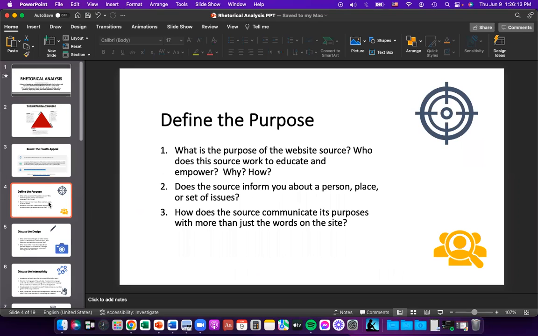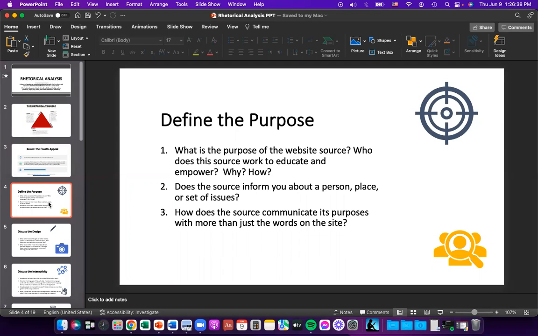So here are some things to think about whenever you choose your website source. Who are they talking to? Why are they, what's the point? What are they trying to push? Is there an agenda that they're trying to push? Are they trying to educate a certain group of people? Are they trying to empower a certain group of people? How do they do that?